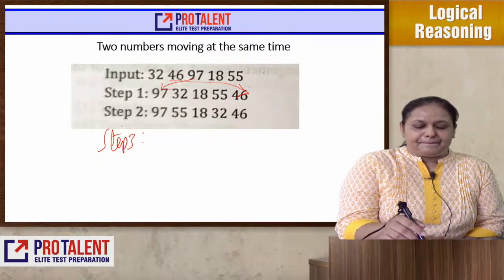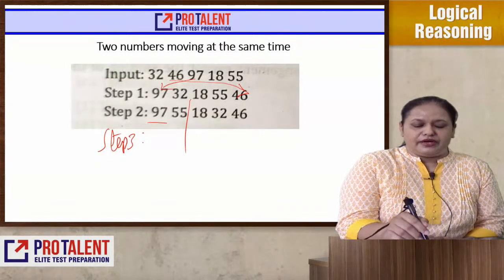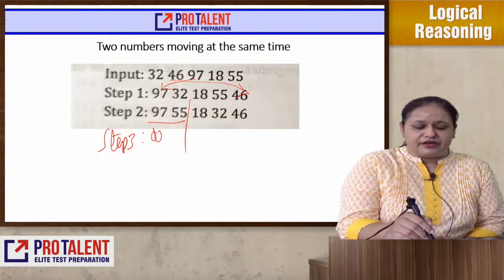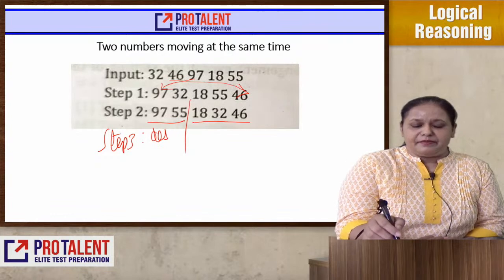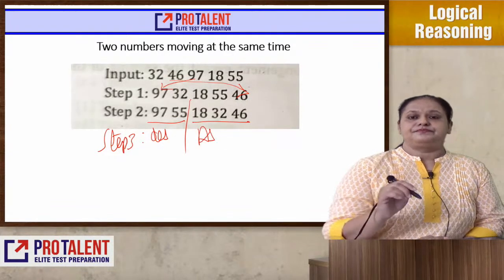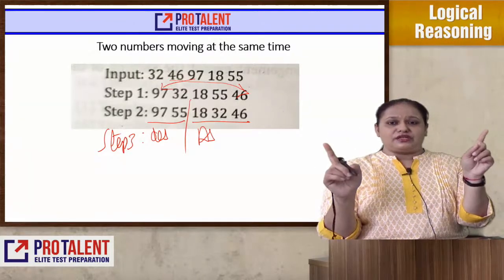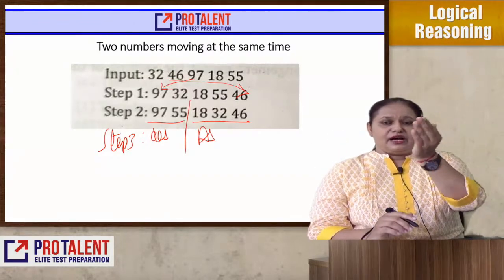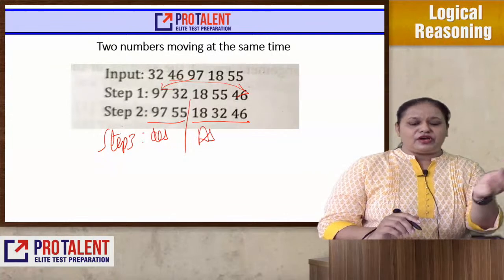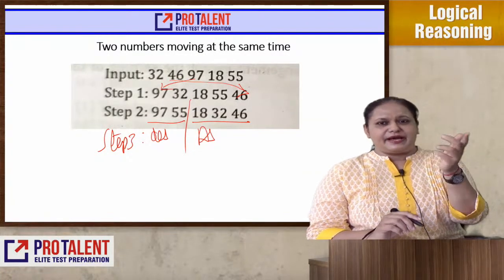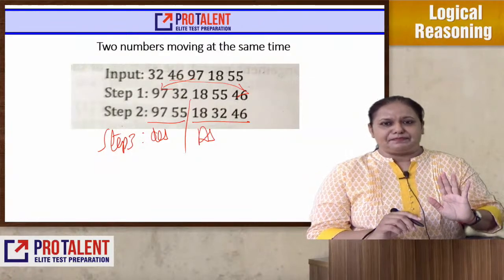See, so all the odd numbers are in descending order and even numbers are in ascending order. Okay, fine. So they were playing with the two logics. One logic was that we put odd numbers on one side, because here there are just a few numbers and in just 2 steps we are coming down to the final step.